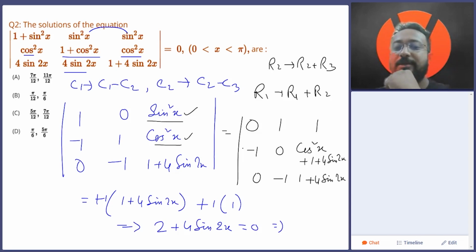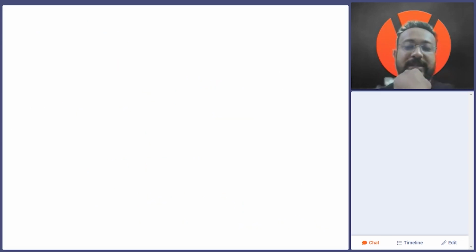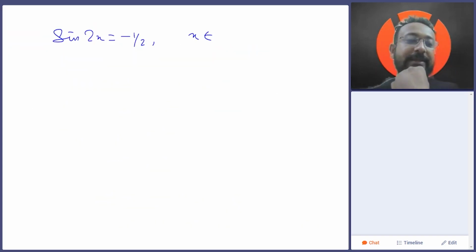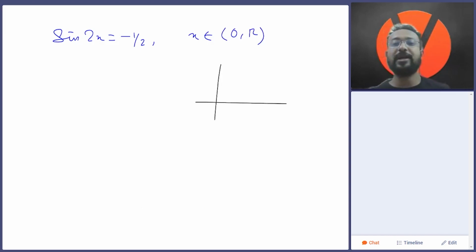So from here, do you see we get sine 2x as minus half, beta. If I add one more slide for you, they are saying sine 2x is equal to minus half, and they are saying x should belong to the interval 0 to pi, correct? Then you should think, when is sine 2x minus half possible? Draw the graph of sine x. This is the graph of sine x. So minus half generally happens at which values? Somewhere here and somewhere here.